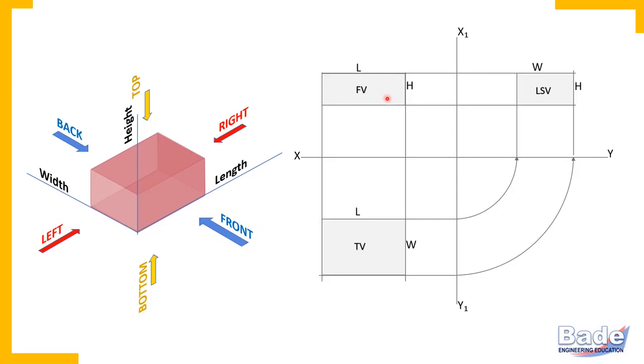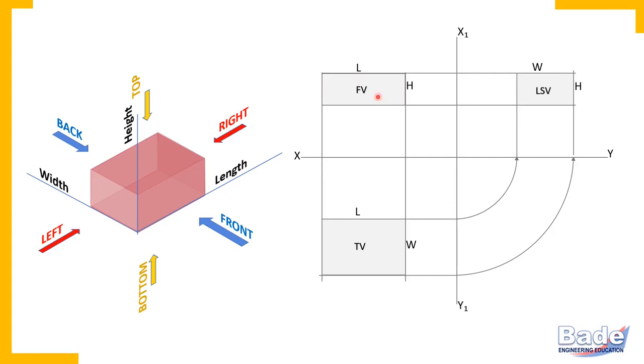But in orthographic views, since these are two-dimensional views, you cannot indicate all 6 sides in one single view. Try to understand what I am telling you. This front surface appears here in the front view. Where is back surface? So it is overlapping on the front surface. So in front view, front and back overlap. Front surface and back surface cannot be separated in front view.